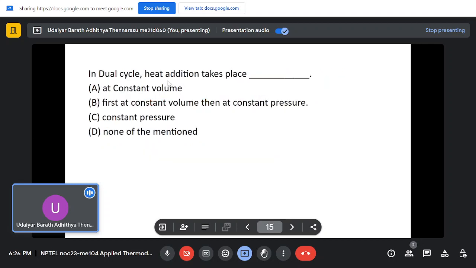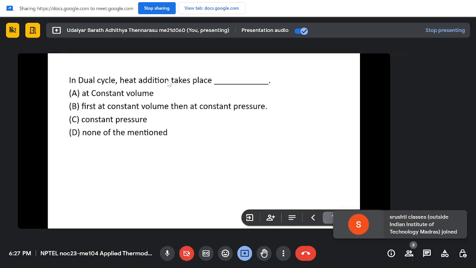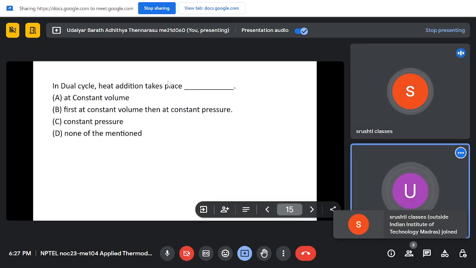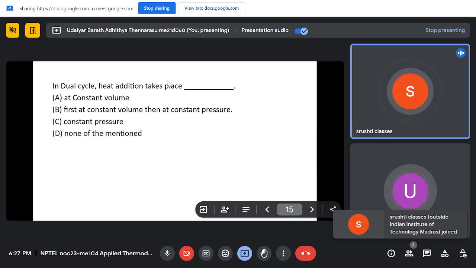A. Next we have, in dual cycle heat addition takes place at dash. So in dual cycle heat addition, we compared 3 cycles, the options are: at constant volume, first at constant volume then at constant pressure, then constant pressure, none of them mentioned. So we know in dual cycle we will be adding heat in 2 stages, at constant volume and then at constant pressure. So the answer is option B. First it will be at constant volume and then it will be at constant pressure.